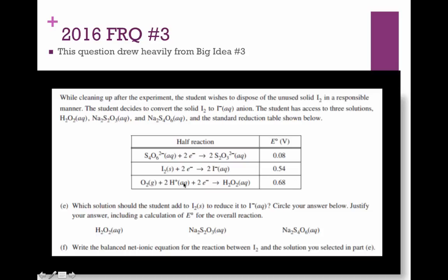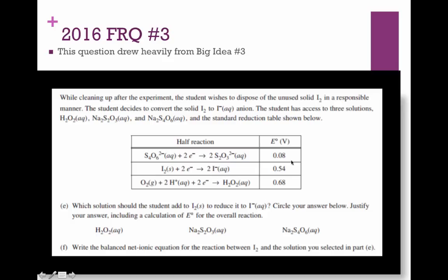We can eliminate this peroxide because we don't have O2, we have H2O2. So if H2O2 were a reactant, we'd have to flip this, and we're not going to worry about that at all. We're just comparing these three numbers. This 0.54 is the number that I want to be the highest. So I'm going to keep that in mind.